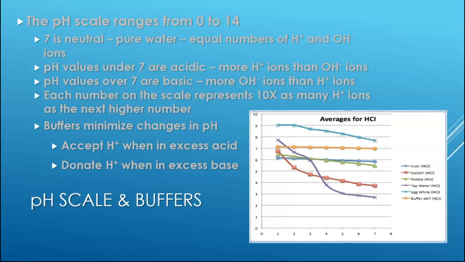But oftentimes chemical reactions within the cells produce products that might be more acidic or more basic. If the pH changes drastically, that can be harmful, if not deadly, for the cell. And so there are solutions called buffer solutions that can help minimize the changes in pH as those kinds of reactions occur. A buffer will accept hydrogen ions when there is excess acid in the solution, and it will donate hydrogen ions when there's an excess base in the solution, and that helps maintain the pH right around 7.